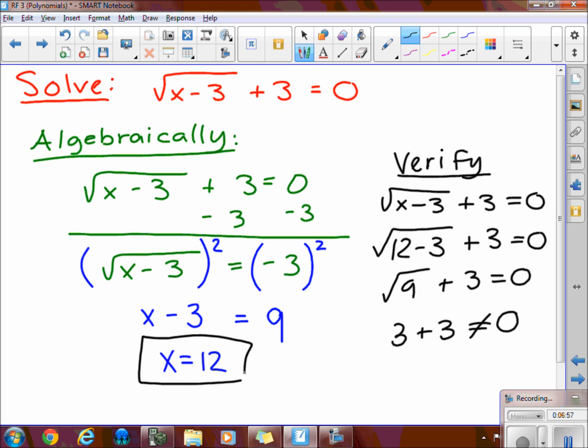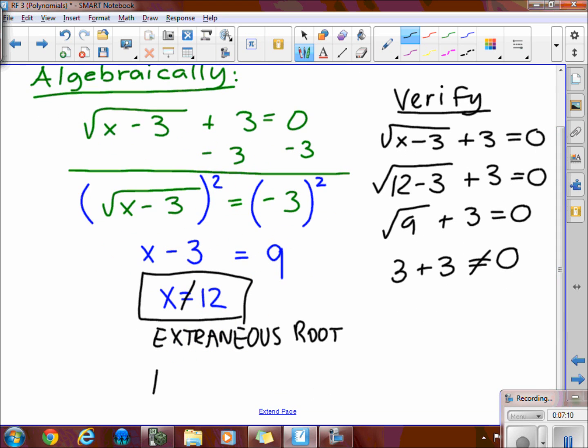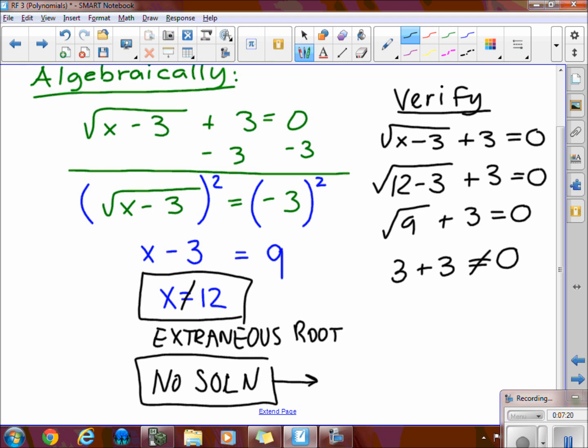And this is what we call an extraneous root, or an extraneous solution, which means our solution algebraically held sense. We did all of our work right, but when we verified it, it just didn't work out. So the answer to this question is simply, there is no solution. So we're going to examine this again graphically in a minute.